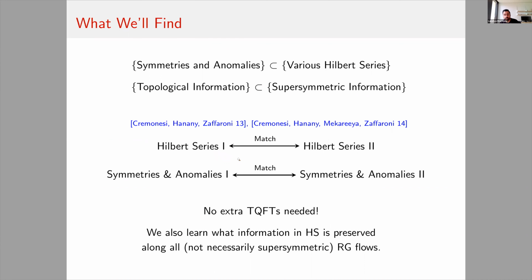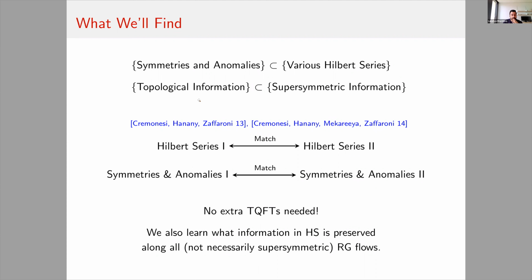So we will pursue this, and what we will find is as follows. We will see that generalized symmetries and anomalies, the information about them, is contained within information about various kinds of Hilbert series that you can compute. Or said another way, topological information about our theories, 3D N=4 gauge theories, is already contained in the supersymmetric information.